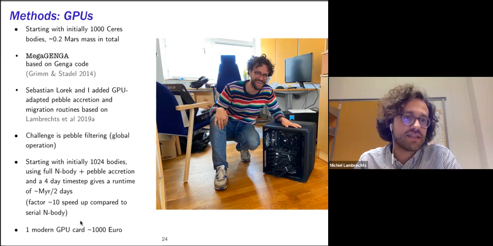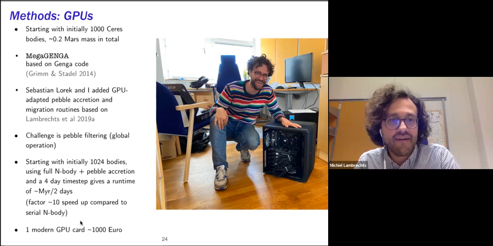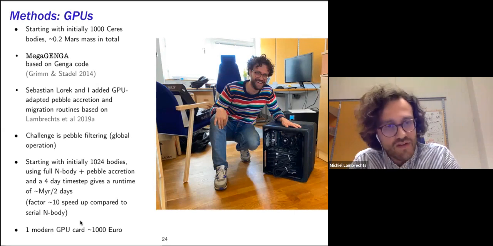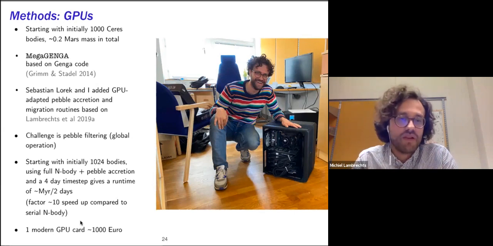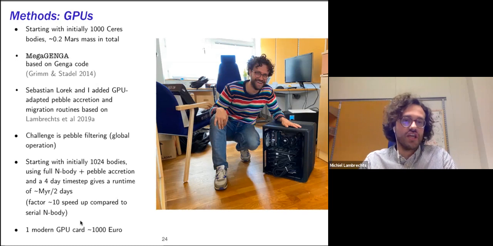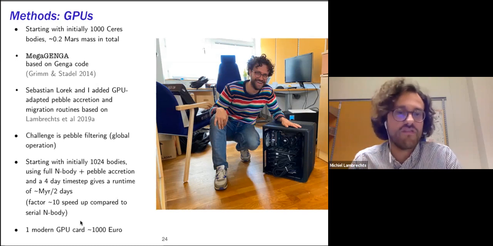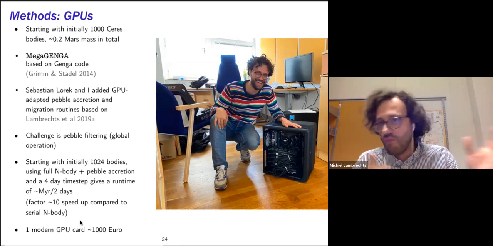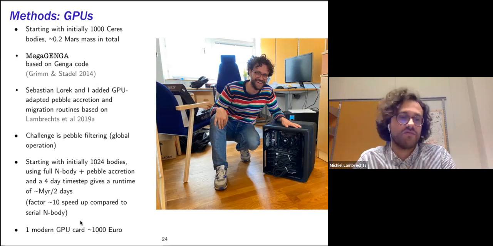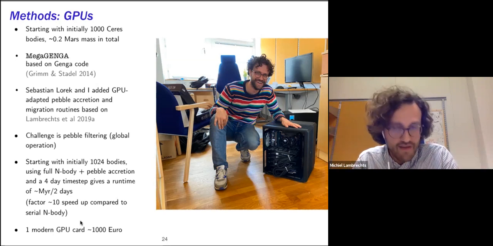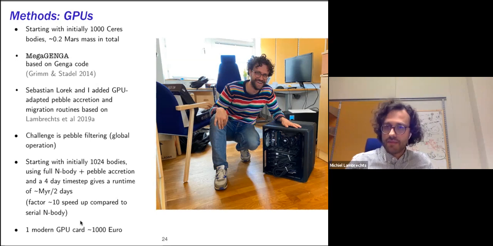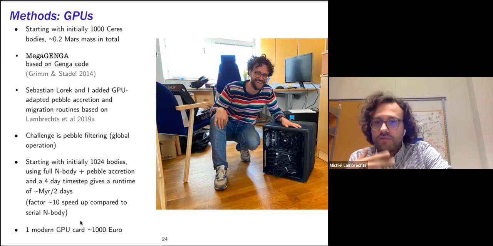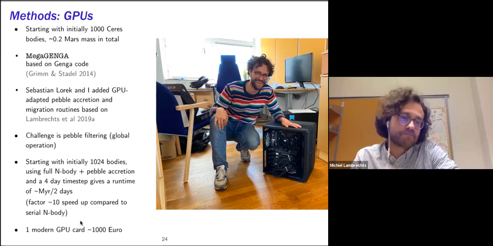We're actually using a code called Genga, which was developed by Simon Grimm in 2014, and we've now added a pebble accretion routine, which is not completely trivial because pebble filtering is basically a global operation, so one has to do the parallelization somewhat intelligently. But basically, this buys us a 10 times speed up compared to just serial N-body codes, which makes this basically doable.